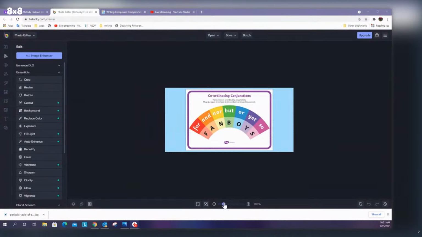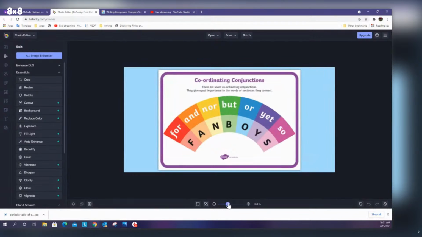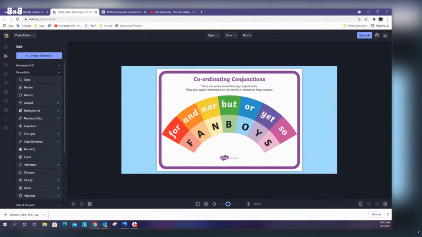So let's start with our coordinating conjunctions. They give equal importance to the words or sentences that they connect. And we use the acronym FANBOYS. An acronym is a word that is made up to stand for other things, and that's an easy way to remember it. For, and, nor, but, or, yet, so.